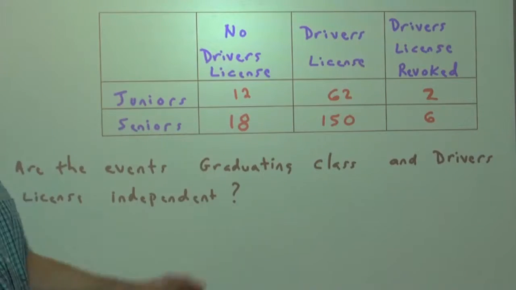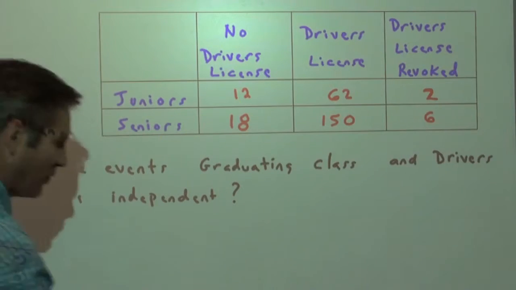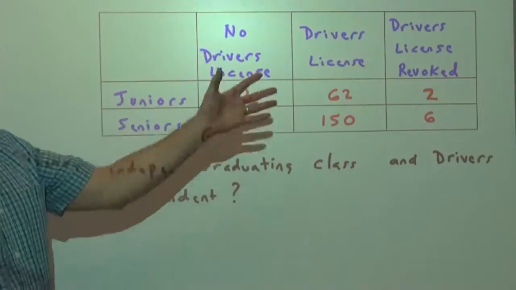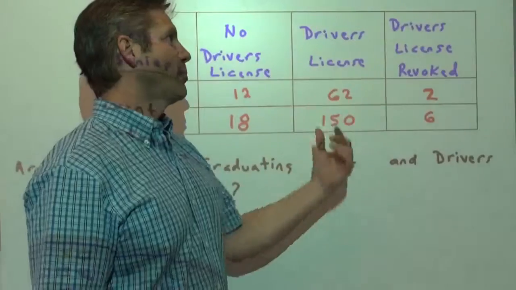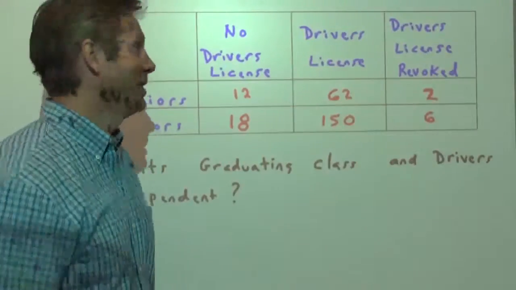Okay, and now let's look at this. Are the events graduating class and driver's license independent from each other? So you can see that we randomly selected a bunch of juniors. 12 of them did not have a driver's license yet. A bunch of them did. A couple had their license revoked.